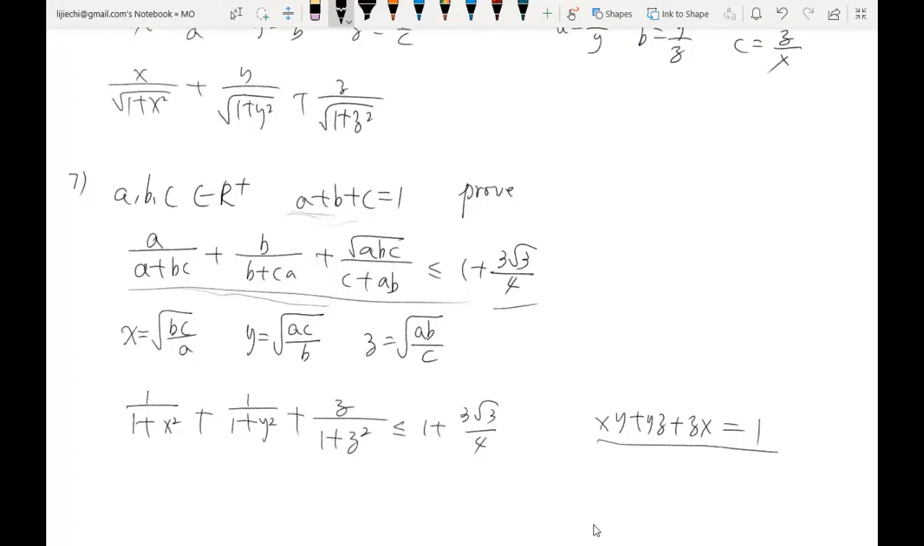And now look at this. You know this. And this one, it's identical. So to which trick substitution? x equal tangent A over 2, y equal tangent B over 2, z equal tangent C over 2.